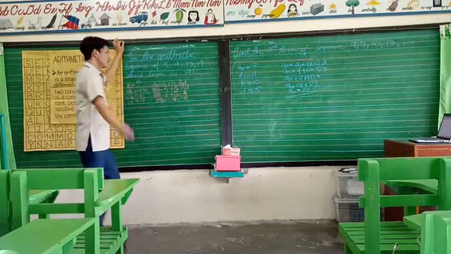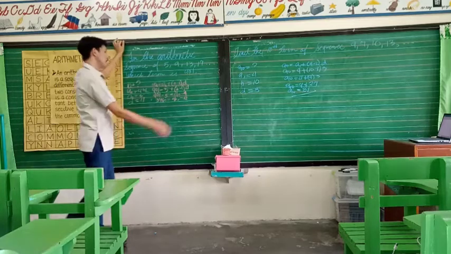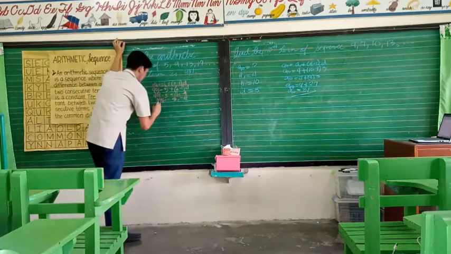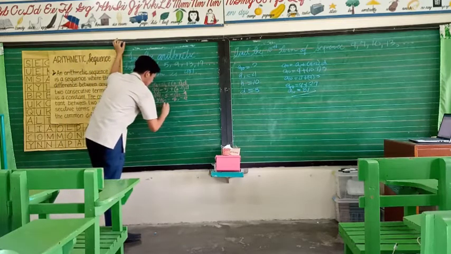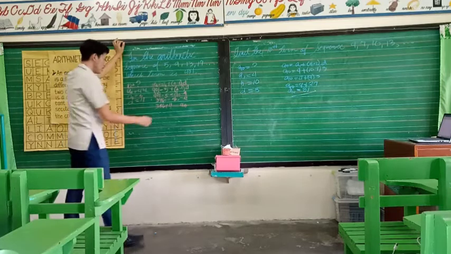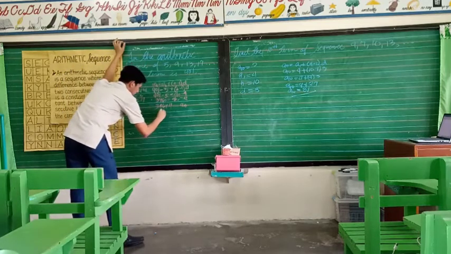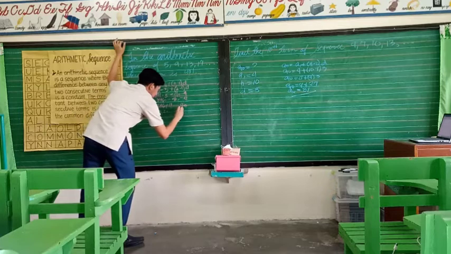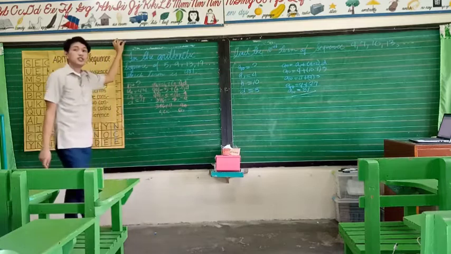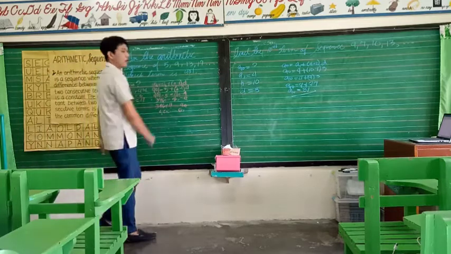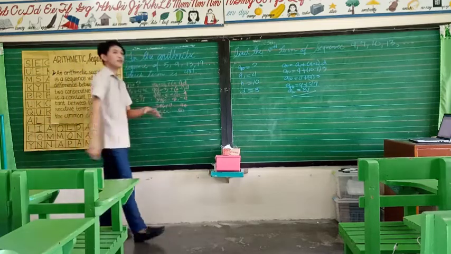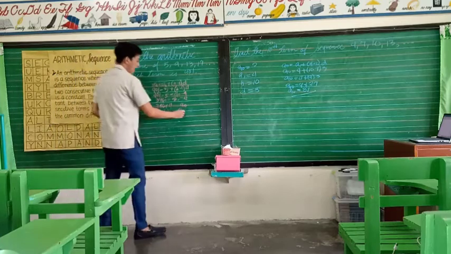Same procedure as what we did before. We will transpose it to the right. So negative 4 will become positive 4. Okay, 396 plus 4 is equal to 4n. We add it, so it will become 400, which is equal to 4n. Okay, class, what do we need to do to eliminate the 4? We need to divide it by 4, sir. Okay, very good. We need to divide both sides by 4.